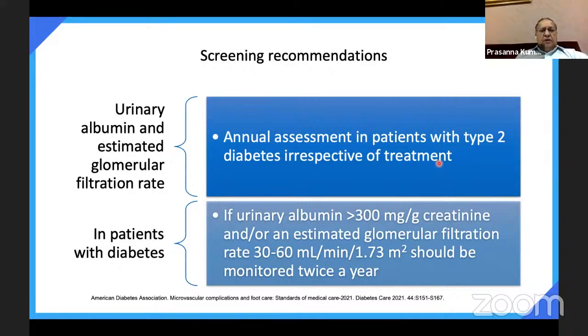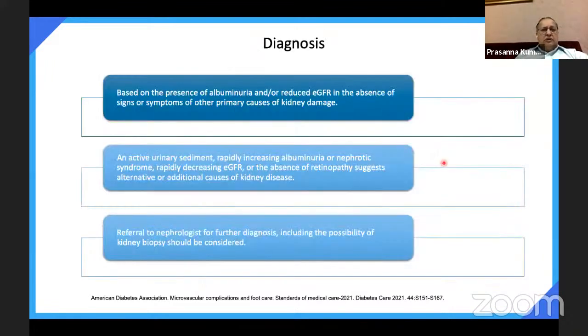down or not. In patients with diabetes, if urinary albumin, as I said, is more than 300 milligrams per gram of creatinine and our estimated GFR is 30 to 60 ml per minute per square meter, it should be monitored twice a year. Otherwise, once a year is good enough, but if it is already affected, check microalbuminuria once in 6 months. Diagnosis is based on the presence of albuminuria and a reduced eGFR, and the absence of signs and symptoms of other primary causes of kidney disease.